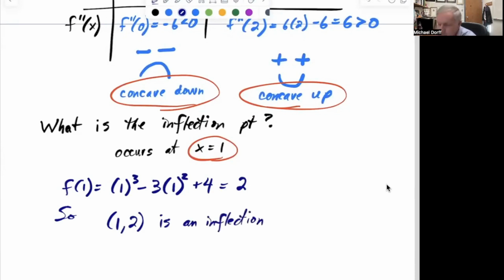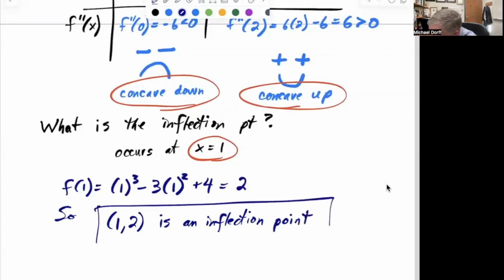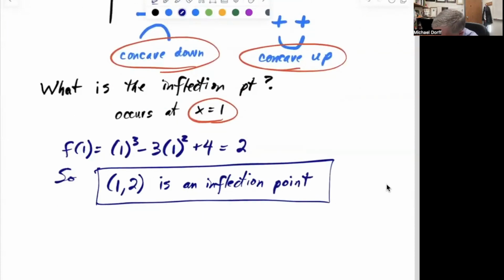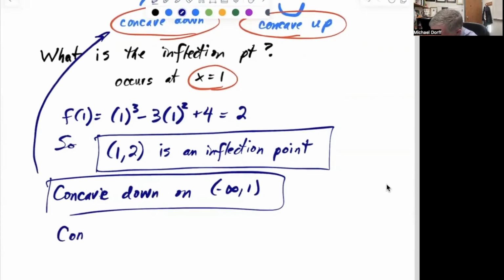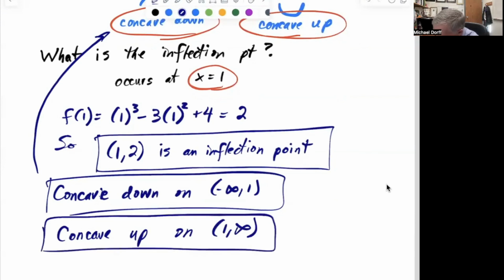The x equals 1 is where the inflection point occurs for the x value, but the inflection point is this whole point (1, 2). Okay, I guess I didn't write this down, but just for summary's sake, it's concave down from negative infinity to 1, and it's concave up from 1 to infinity. Okay, we've got all those things listed now.